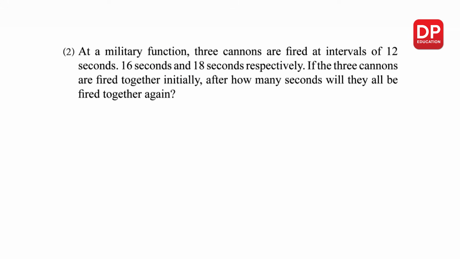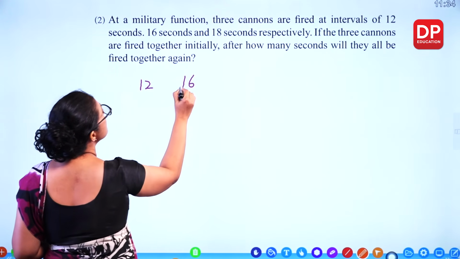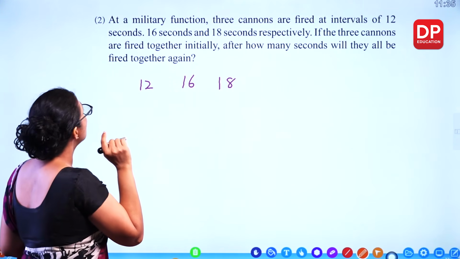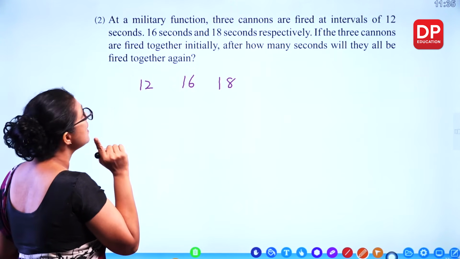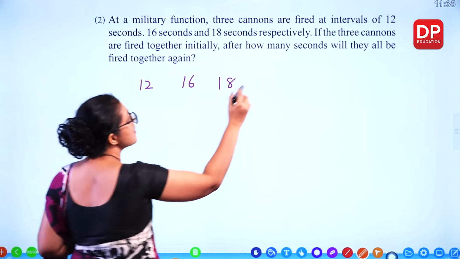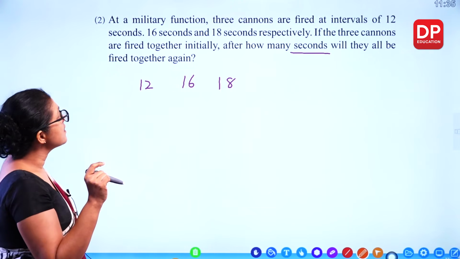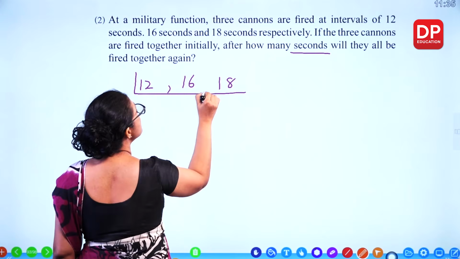Question number 2. At a military function, 3 cannons are fired at intervals of 12 seconds, 16 seconds and 18 seconds respectively. If the 3 cannons are fired together initially, after how many seconds will they all be fired together again? So we need to find the lowest common multiple in seconds. So we'll find the lowest common multiple of 12, 16 and 18.